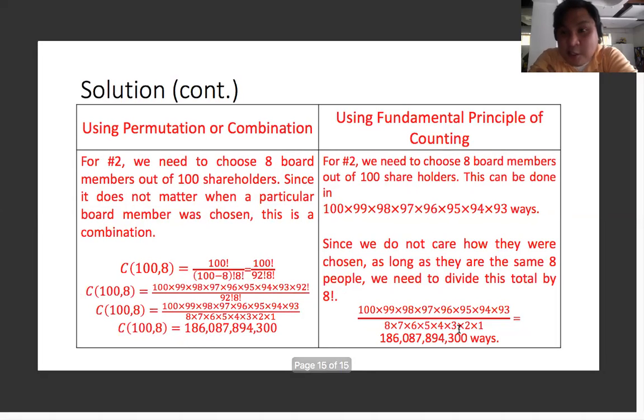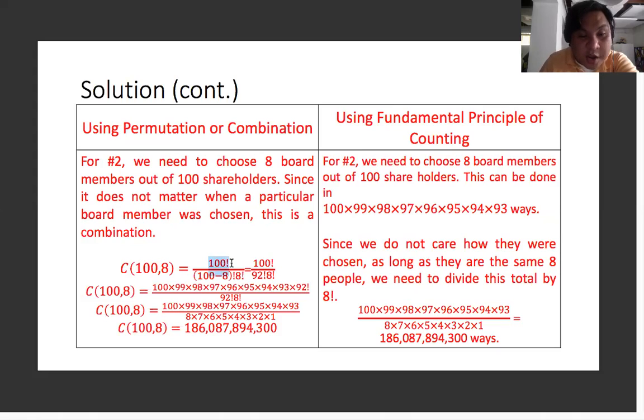All right, now let's go to number 2, wherein this one is a combination. For number 2, we need to choose 8 board members out of 100 shareholders. Since they're only board members, it doesn't matter which board member was chosen first, as long as we choose the same 8 people who would be the board members. So we now have a combination approach. So C, 100 taken 8.